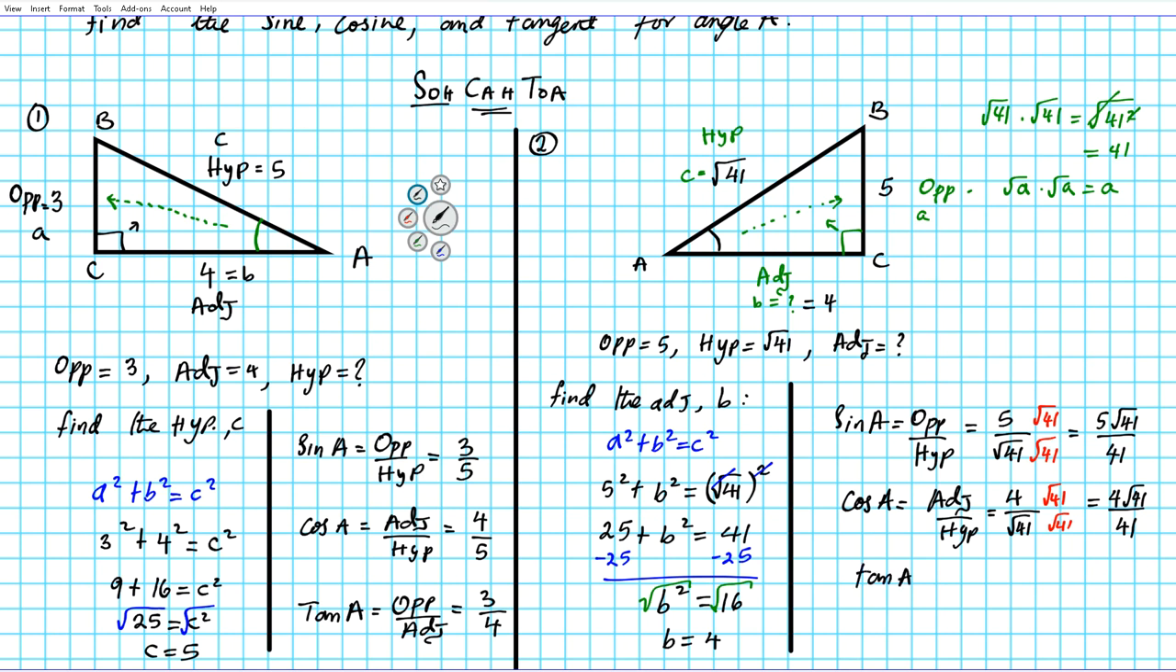Last but not the least is tan A. Tan A is going to be opposite over adjacent. Okay, so the opposite is 5 and your adjacent is 4. And there goes your final answer for tan. So ladies and gentlemen, this is basically how you find the three trig functions for right triangles.